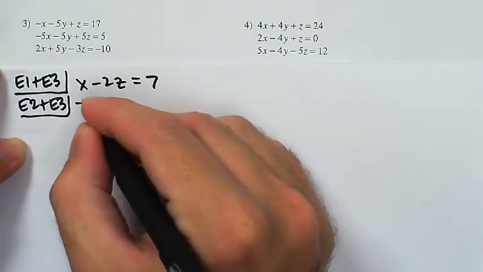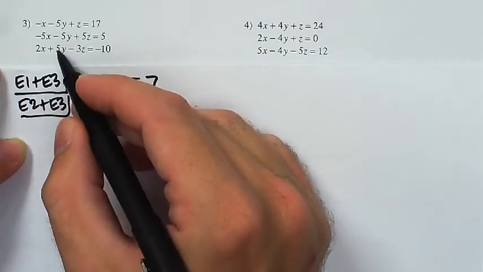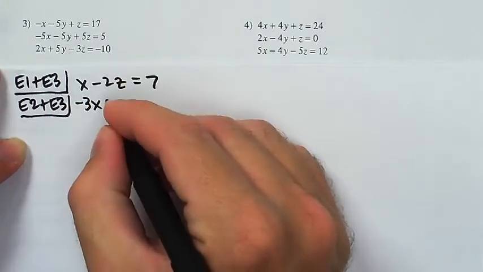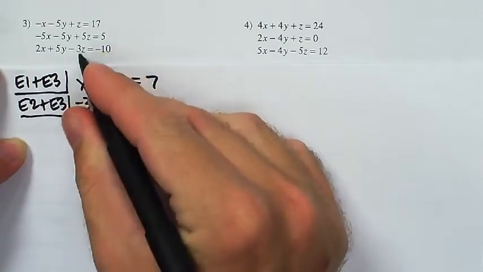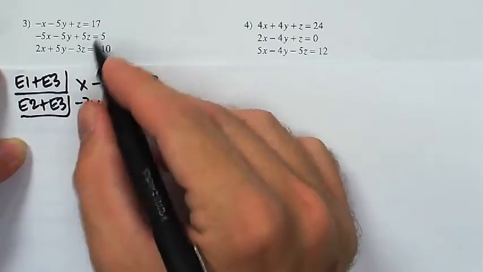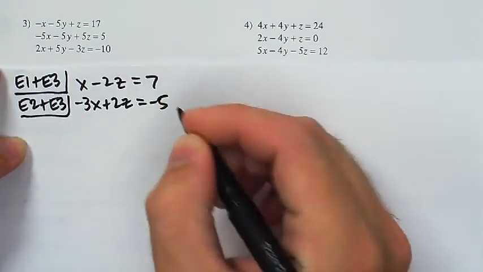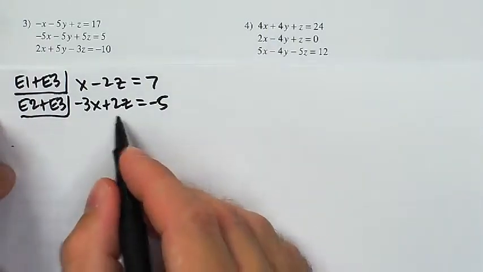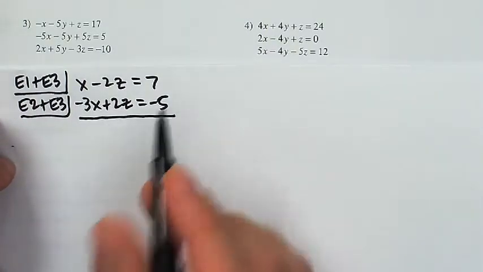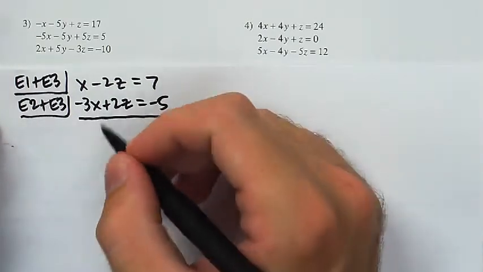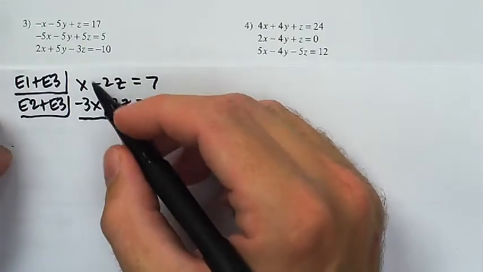I'll have negative 5x plus 2x is negative 3x. No y's. 5x minus 3x is positive 2, or 5z minus 3z is positive 2z, equals 5 minus 10 is negative 5. Okay, now this is perfectly set up for elimination, kind of like bumping up the difficulty a little bit each time. And that's fine.